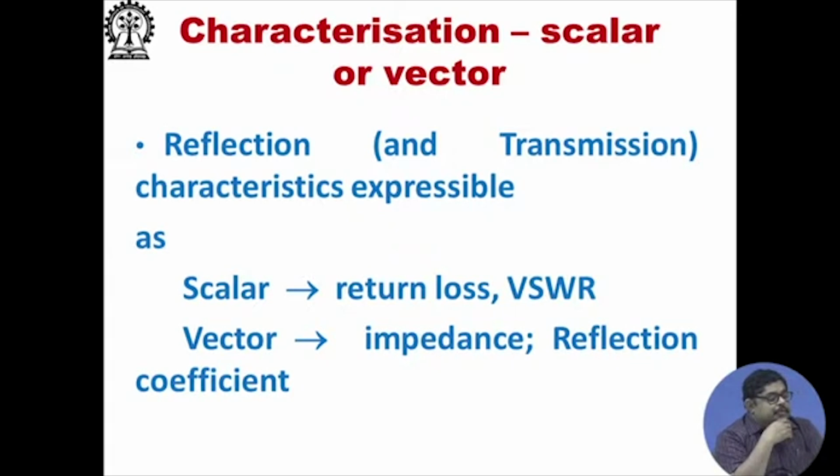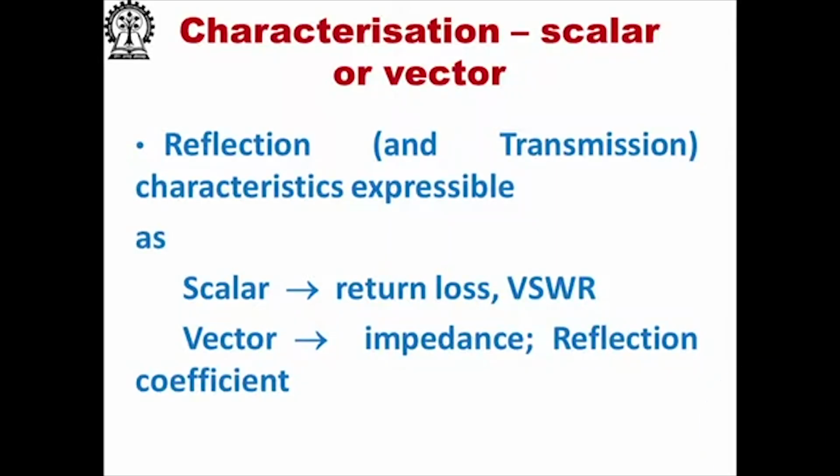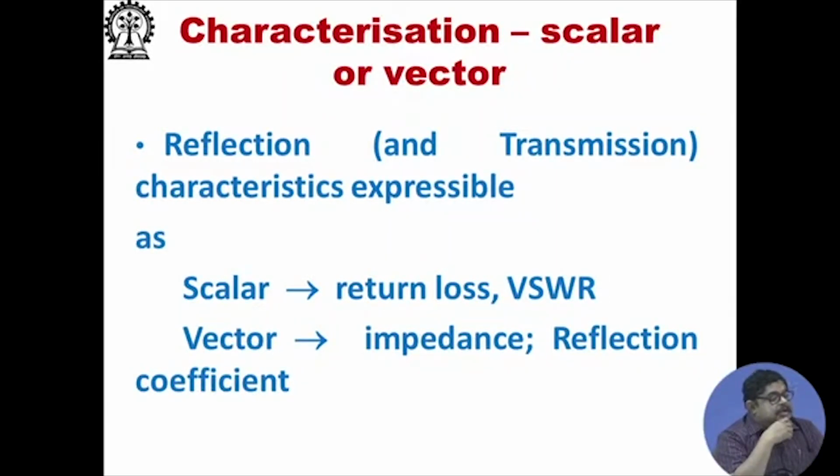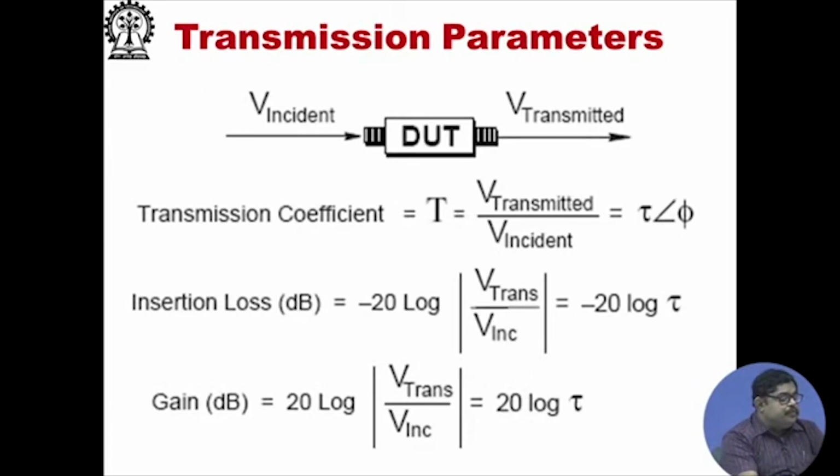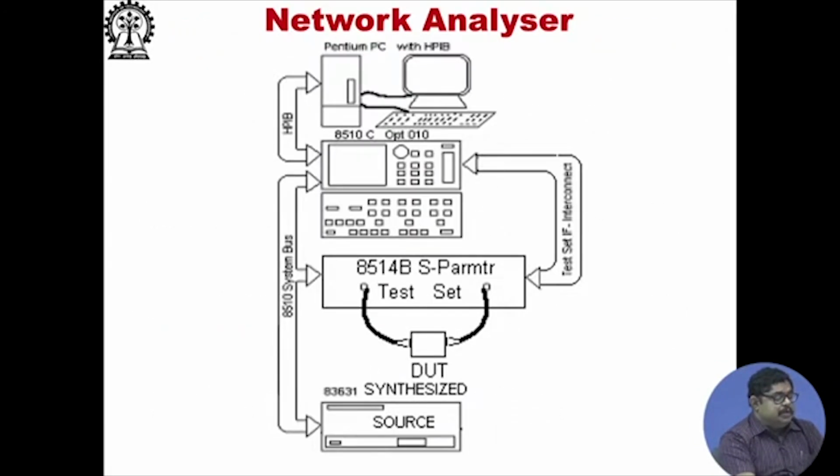An example of scalar characterization is return loss, it is a scalar quantity. VSWR is also a scalar quantity. An example of vector characterization is impedance, because impedance is a complex quantity. Reflection coefficient is a complex quantity, it has both magnitude and phase. Return loss definition: minus 20 log rho. Transmission coefficient, insertion loss, and gain are the characterization of transmission.